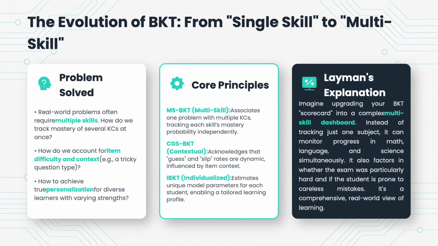While BKT was revolutionary, it had its limits. Real-world problems are rarely about just one skill. So researchers began to extend BKT. Models like MS-BKT, which stands for Multi-Skill BKT, allowed a single problem to practice multiple skills simultaneously. CGS-BKT, or Contextual Guess and Slip BKT, recognized that guessing and slipping aren't fixed. A hard problem might make guessing less likely and slipping more likely. And IBKT, Individualized BKT, took it a step further by creating a unique model for each student.